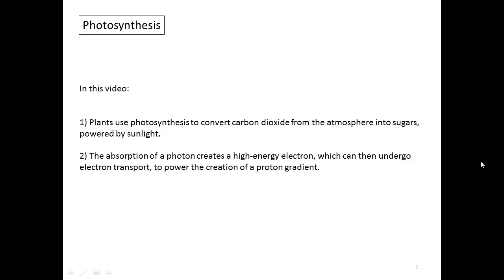Hi, in the next several videos we'll be studying photosynthesis, which is the process which plants and photosynthetic bacteria use to convert carbon dioxide into sugars and other high energy molecules such as ATP. The absorption of a photon from the sunlight creates a high energy electron, which can then undergo electron transport that powers the creation of a proton gradient, which drives the synthesis of ATP, just as was the case for oxidative phosphorylation. This is one of the few times we'll discuss plants in this class.